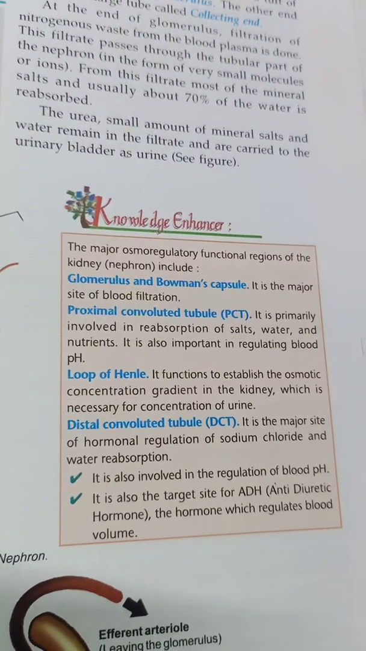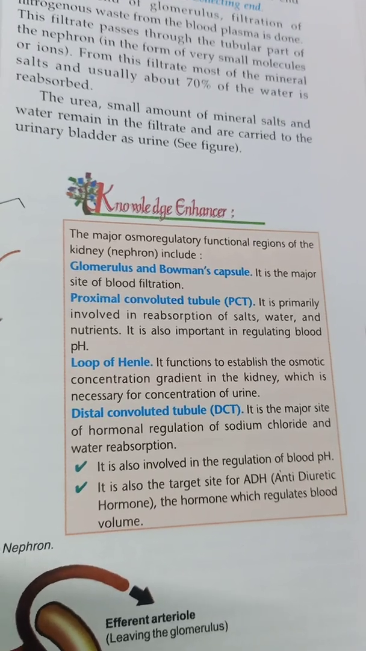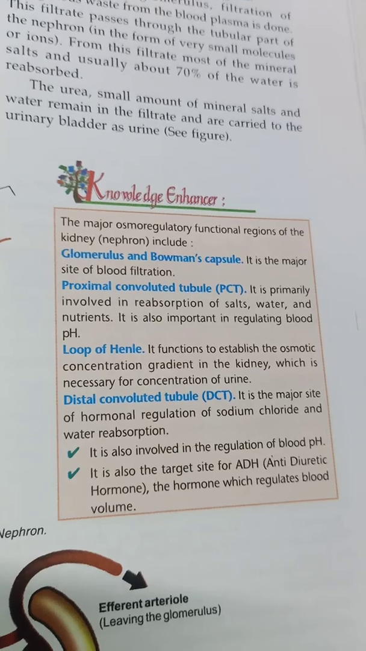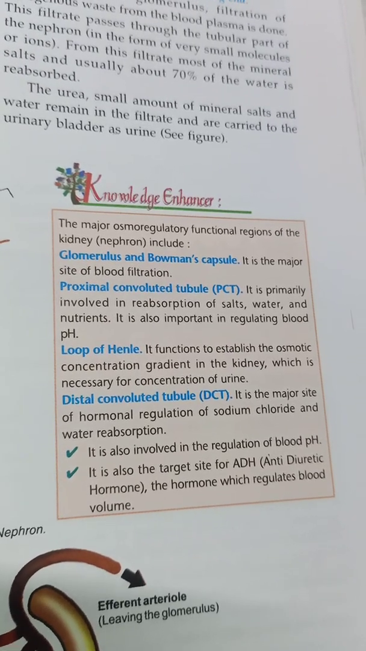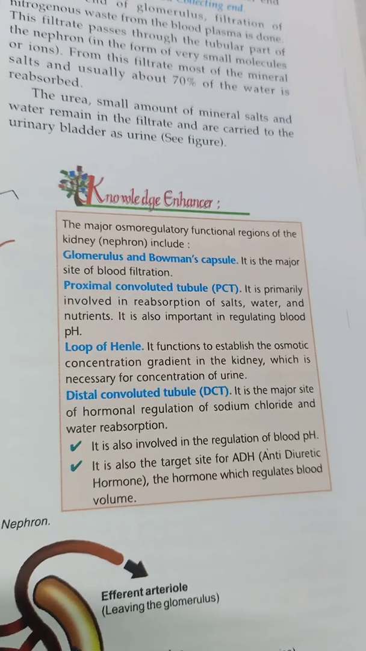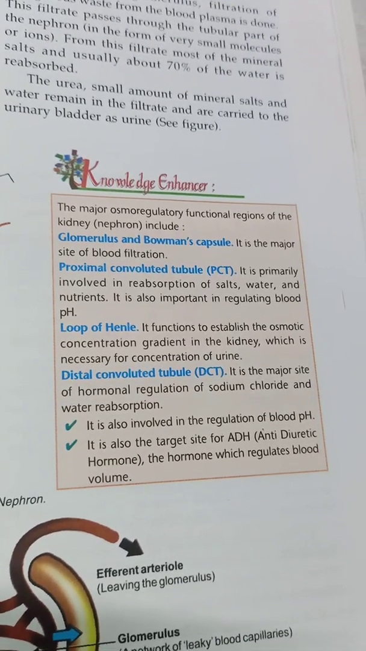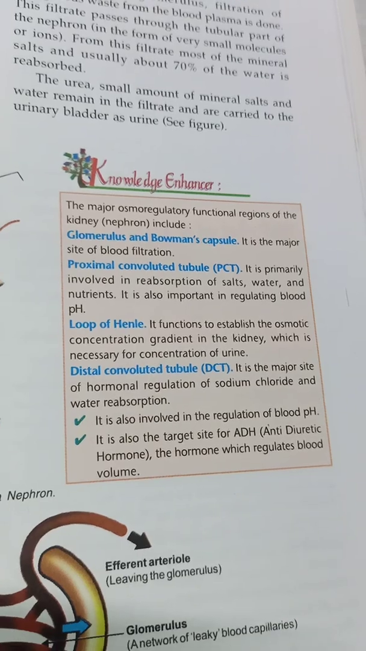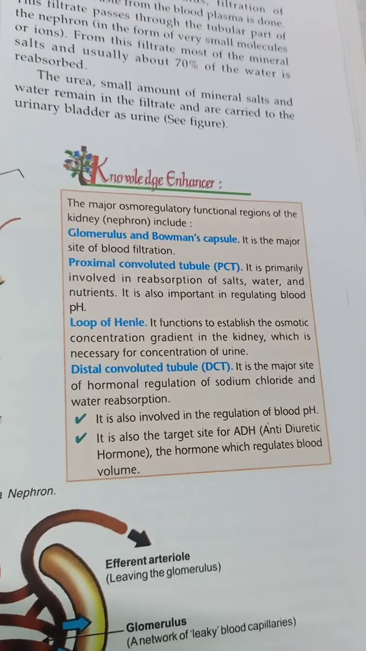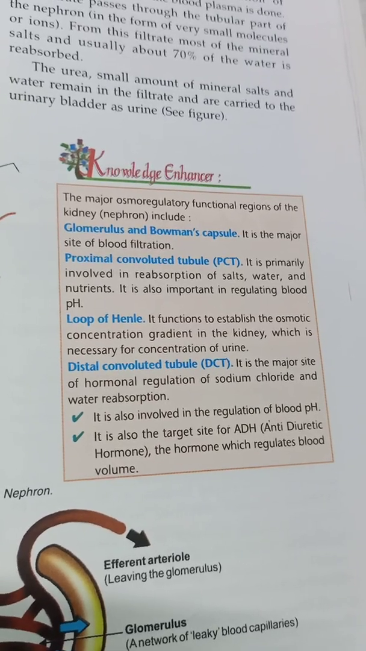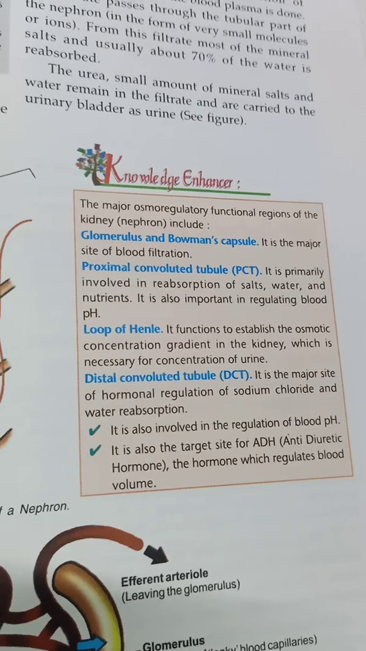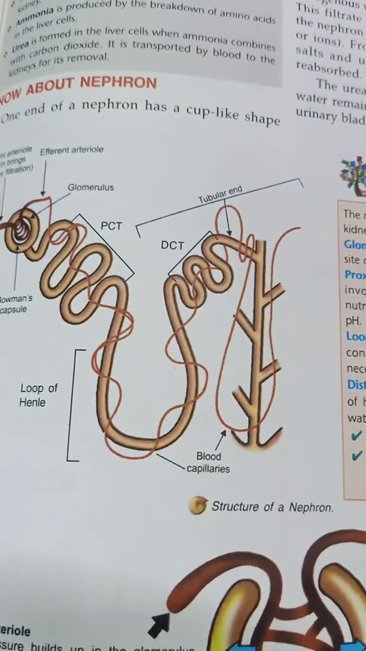Its function is, it is a major site of hormonal regulation of sodium chloride and water reabsorption. It is also involved in the regulation of blood pH, and it is also the target site for ADH. ADH means the antidiuretic hormone, the hormone which regulates the blood volume. This hormone is responsible for regulating the blood volume. So this is all about the nephron.